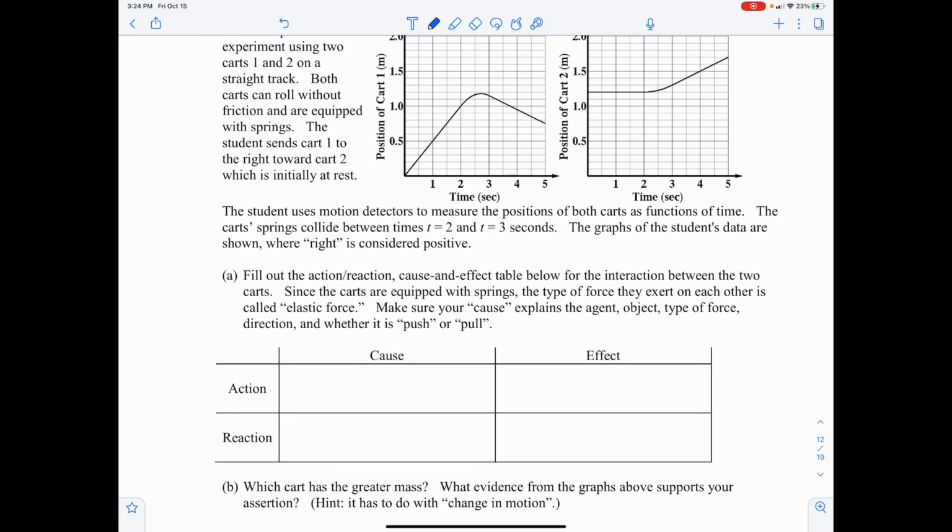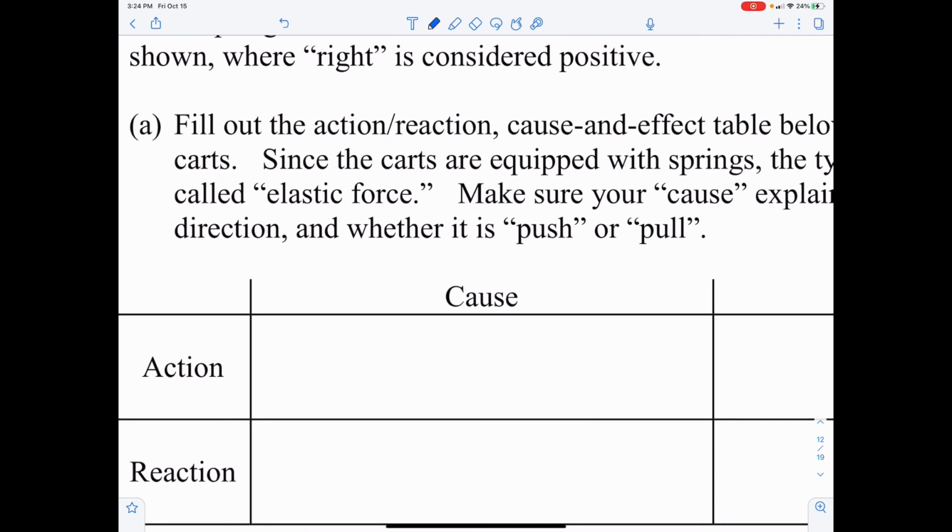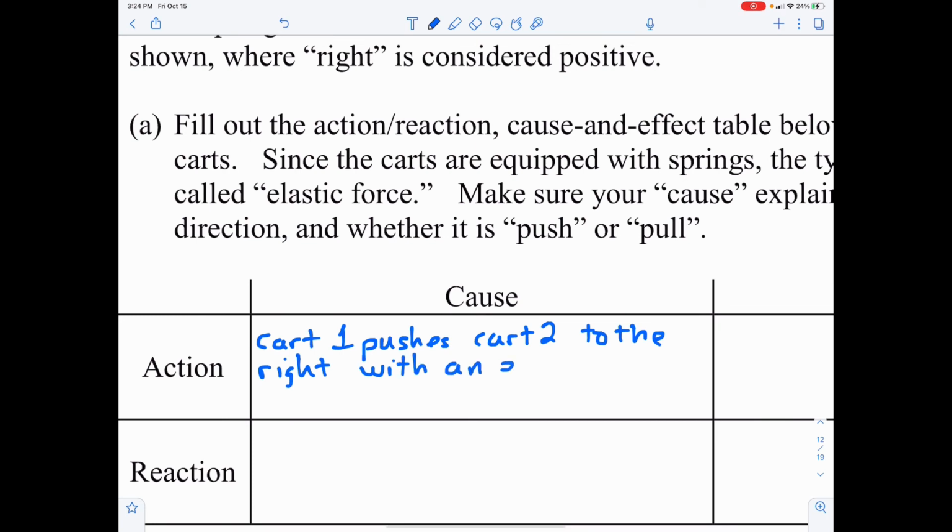Well, we can begin. Let me zoom in on this. We can begin by saying that cart 1 pushes cart 2 to the right, so with an elastic force. So cart 1 applies an elastic force on cart 2 to the right.